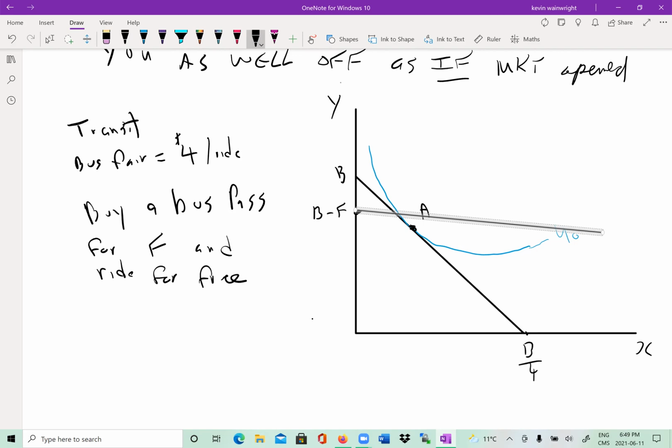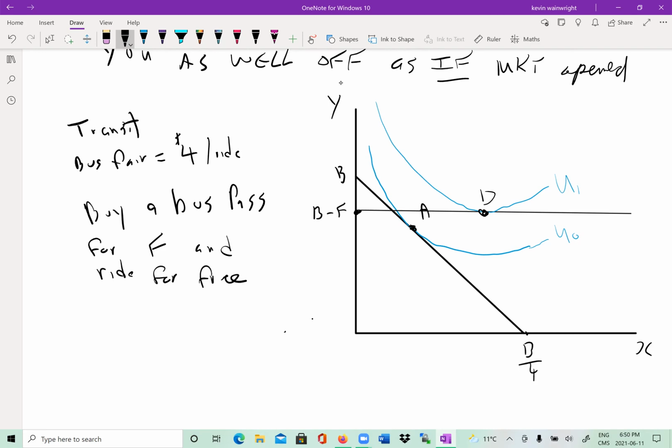Sorry about that. There we go. Okay. So if I buy the bus pass, then I can get to a higher level of utility at point B. Actually, I use B up for budget, so I'll use point D. Okay. Now, am I better off with the bus pass? Yes.